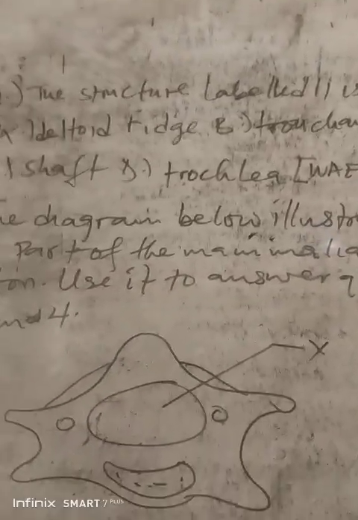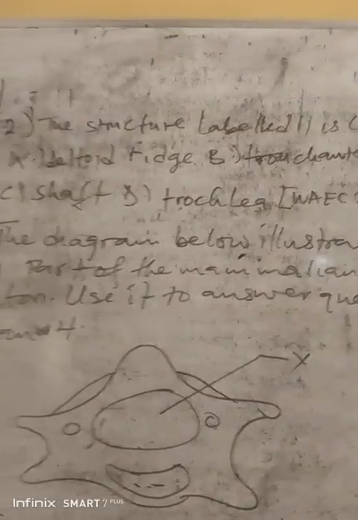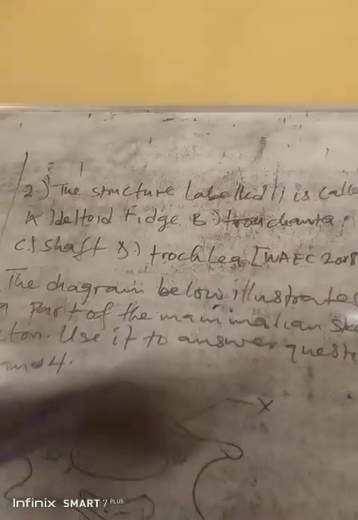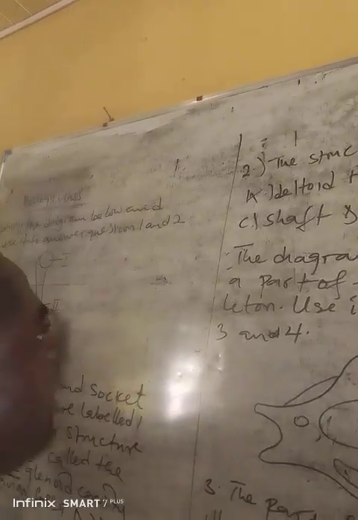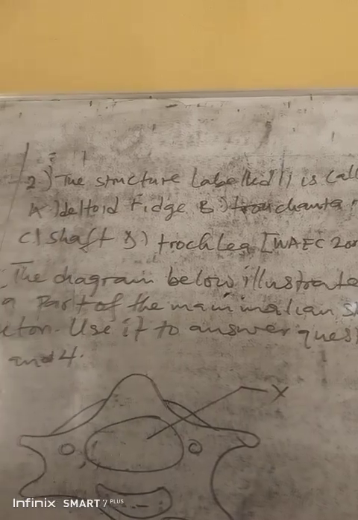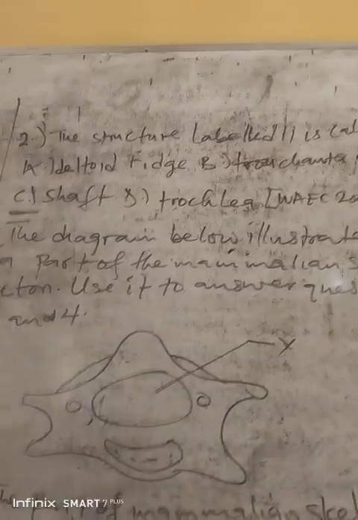Number 2. We are still using this diagram for number 2. It said that the structure labeled II, which is this one, from here to here, is called the shaft. We just did it this afternoon. Then number 3 and 4.